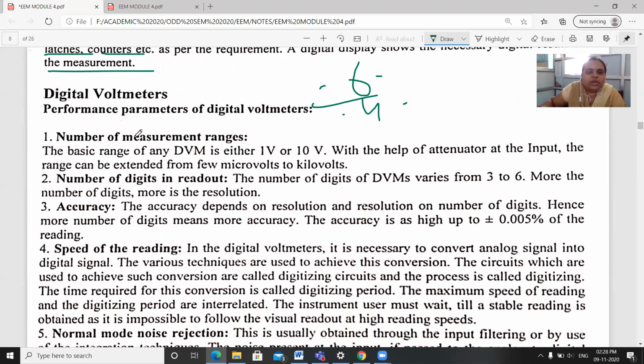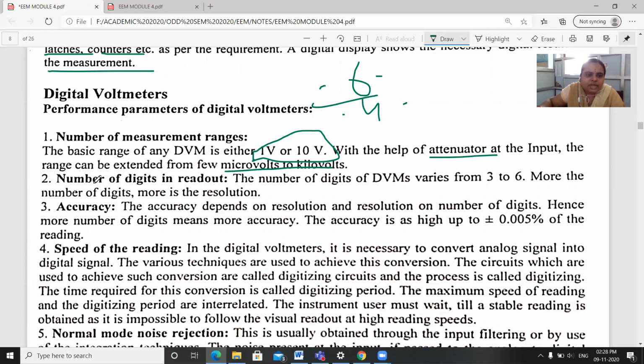The first one is the number of measurement ranges. What is the range you are going to fix? In your multimeter, you can change the ranges, right? In the same way, here also the basic range for the DVM is either 1 volt or else 10 volts. With the help of an attenuator at the input, the range can be extended, from a few microvolts to kilovolts. That is the use of attenuators.